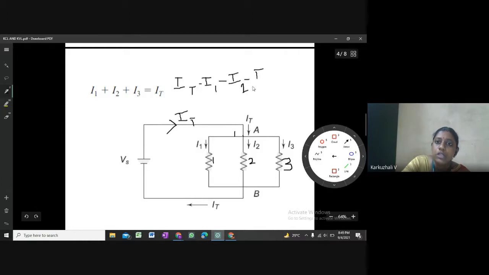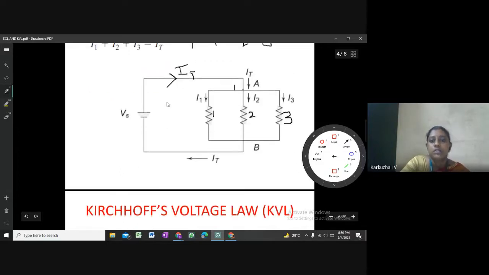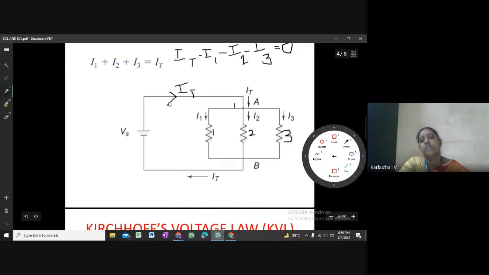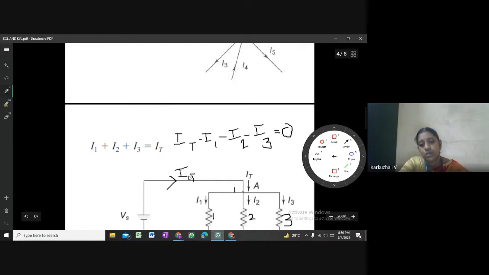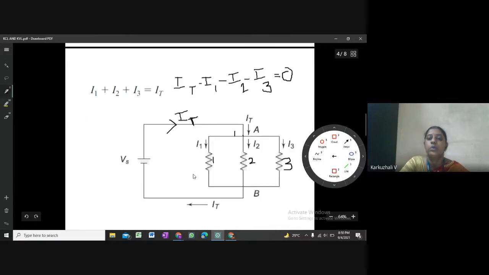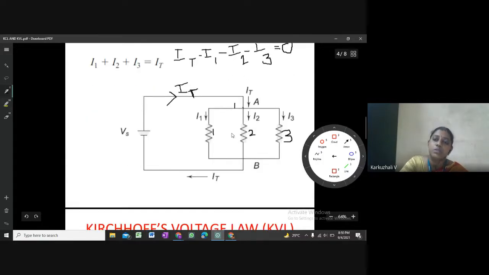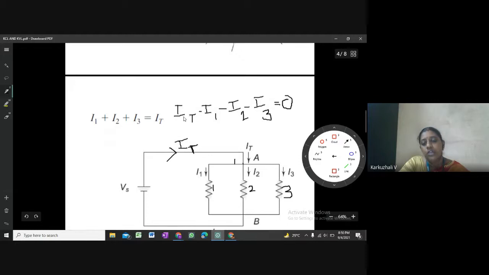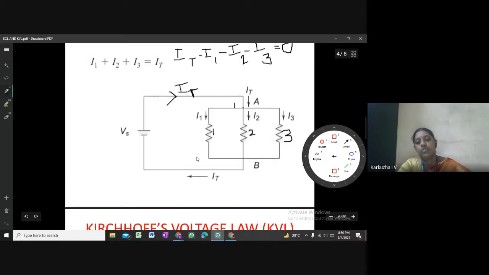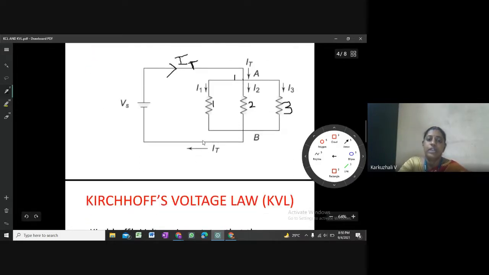So this is called the algebraic sum of the currents in a node, and the algebraic sum of the currents in a node is 0. So this is what is called Kirchhoff's current law, and this will be used to find out the current flowing through any of the circuits. This is a small circuit, but you can find out the current flowing in any branch. Mainly, Kirchhoff's current law is used to find out the current flowing in any branch of an electrical circuit.